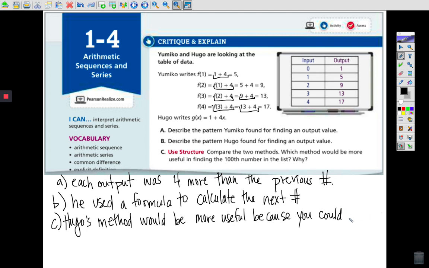Hugo's method would be more useful because you could just plug 100 in the formula. For Umiko's method, you would have to find the first 99.